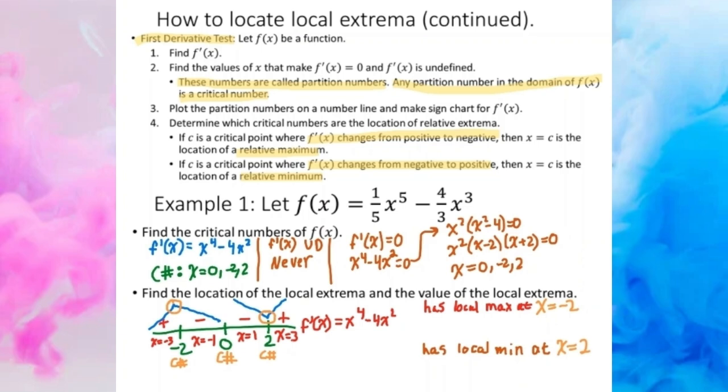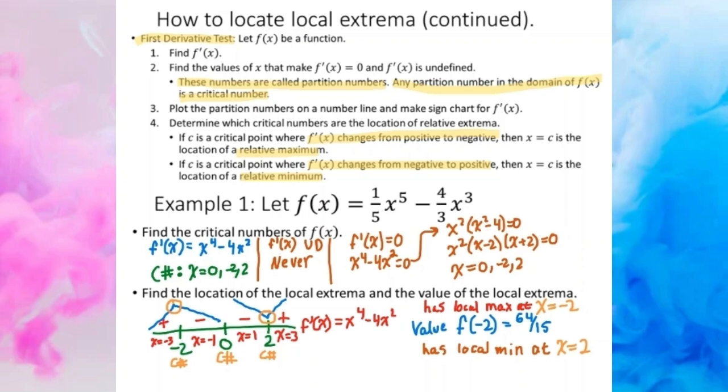As for the values, to find our local maximum value, we will take the locations of our relative maximums and plug them into our original function, not into the derivative, the original function. This is because we are discussing a behavior of the original function now. Plugging -2 into our original function, we get that the value of our local maximum is 64/15.